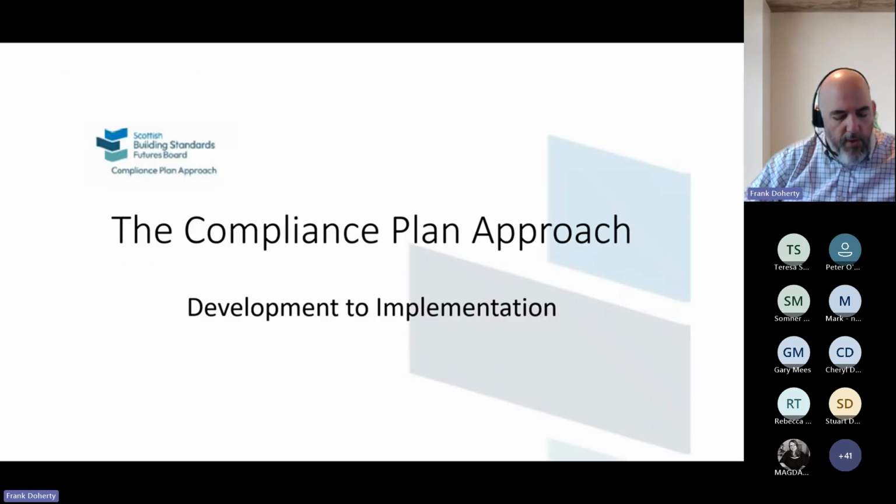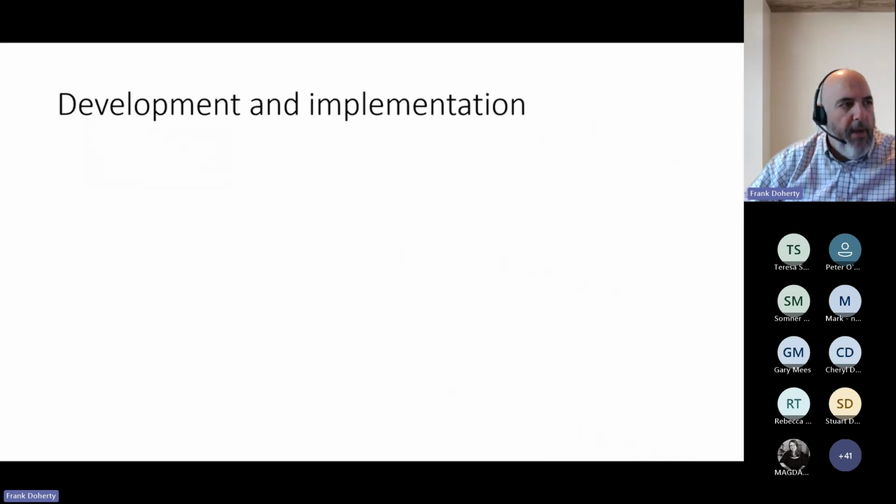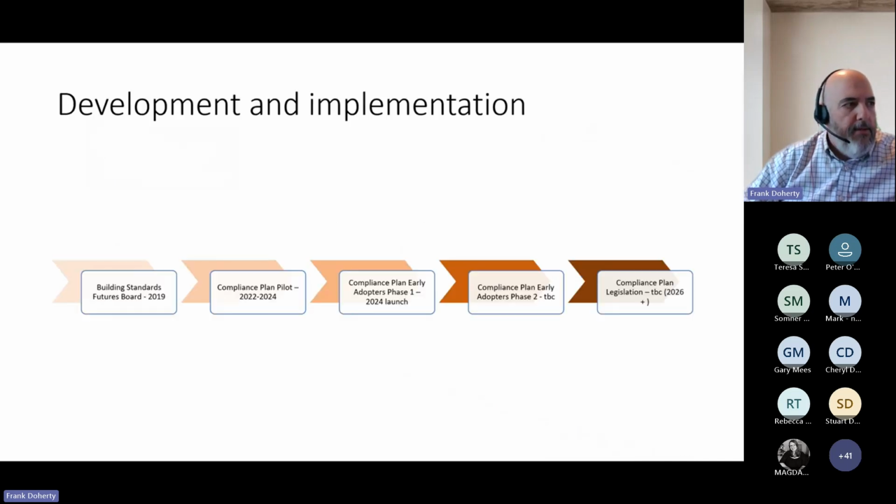So I'll move on to where we are with developing it and how we're moving towards implementing it. And this is, I suppose, our outline timeline. So going back to Building Standards Futures Board in 2019 and hoping to have a legislative slot for primary legislation at the beginning of the next Parliament. That's not confirmed. It might be further on than that, depending on who's in government and what their priorities are. But that's what we're going to try and push for as officials.